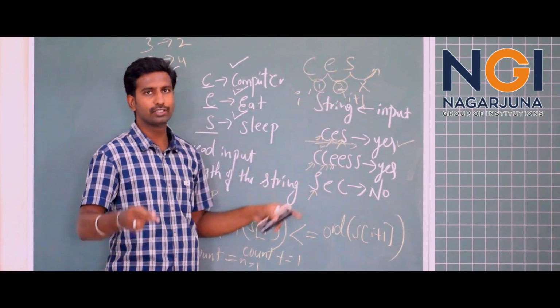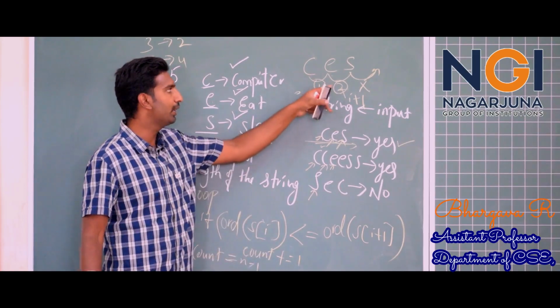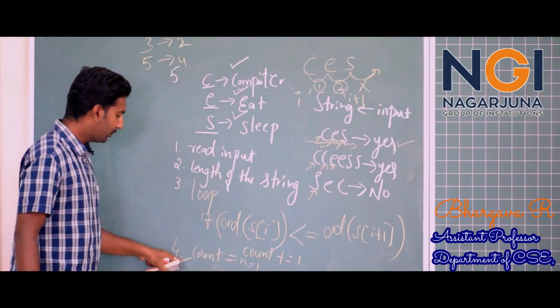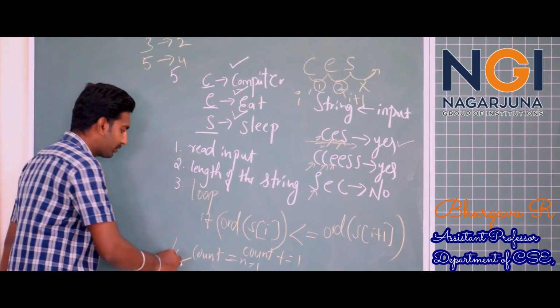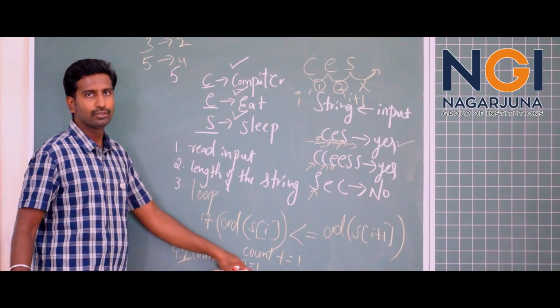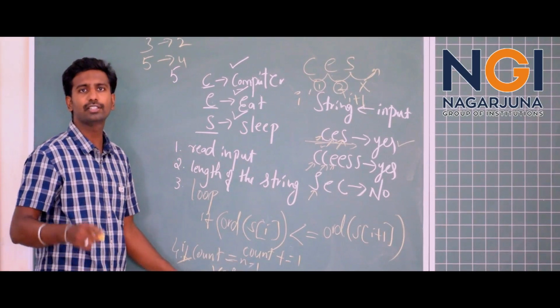With respect to CES, my string length is 3. The total number of comparisons is 2. So that's how we are going to compare the elements and count. Again, in the next step, I am going to check if my count value is equal to n minus 1, string length minus 1. Then I am going to print yes, or else I need to print no.